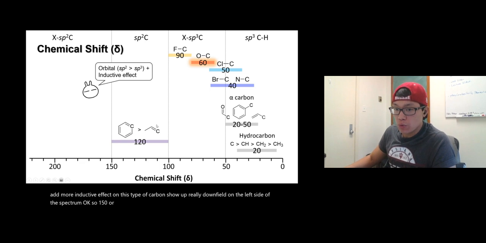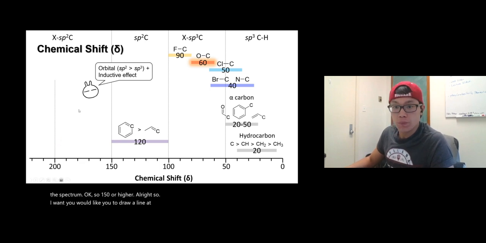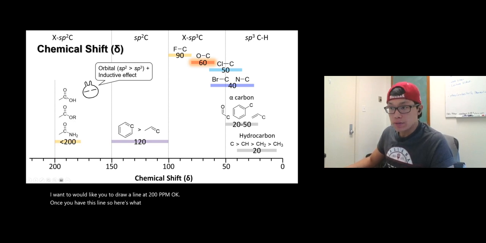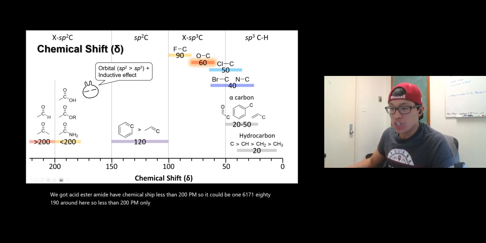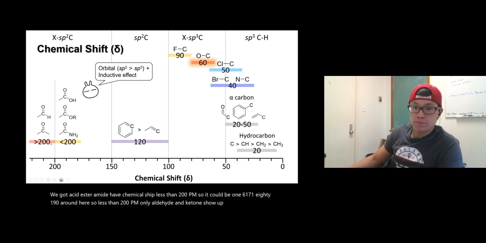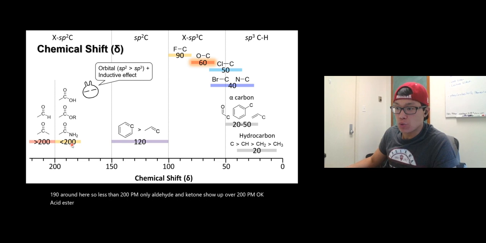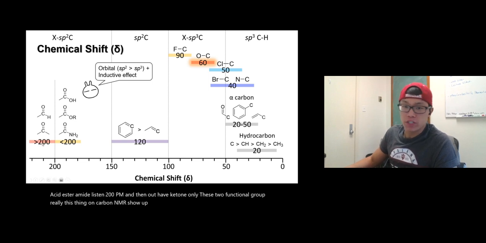All right, so I would like you to draw a line at 200 ppm. Okay, once you have this line, here's what happened. The carbonyl carbon now is an sp2 carbon with two electronegative atoms. So this carbon, we got acid, ester, amide, have chemical shift less than 200 ppm. So it could be 160, 170, 180, 190, around here. So less than 200 ppm. Only aldehyde and ketone show up over 200 ppm. Okay, acid, ester, amide, less than 200 ppm, and then aldehyde, ketone. Only these two functional groups, really distinct on carbon NMR, show up even further downfield, over 200 ppm.